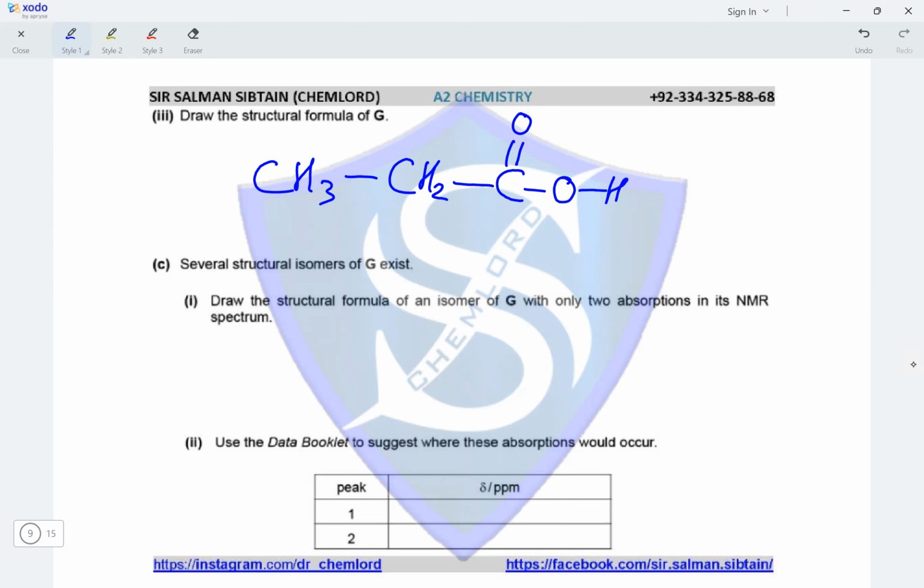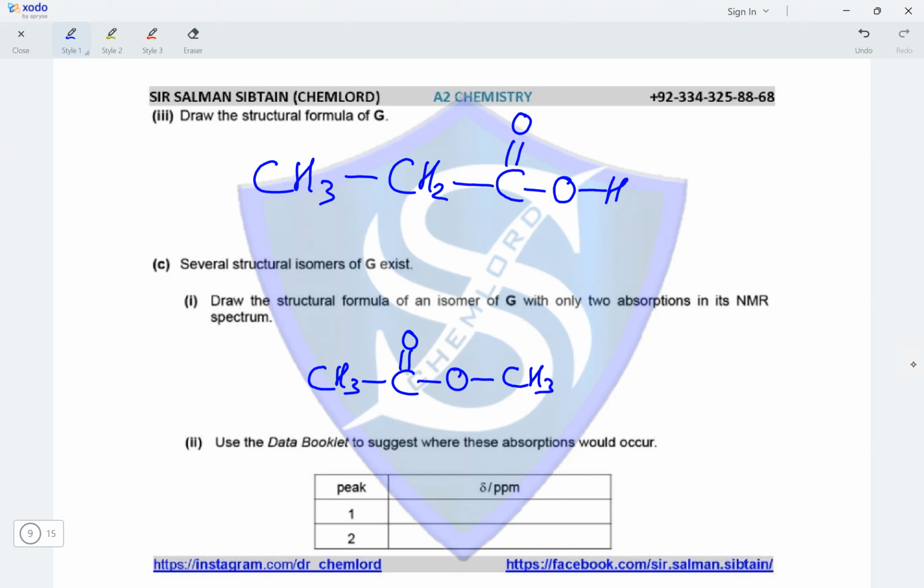So the structural isomers, or rather the functional isomers, for carboxylic acids are esters. So the C double bond O single bond O group would be present, and since it has two absorptions, we would place a CH3 group next to oxygen and a CH3 group next to C double bond O, completing the requirement. So this ester is methyl ethanoate.